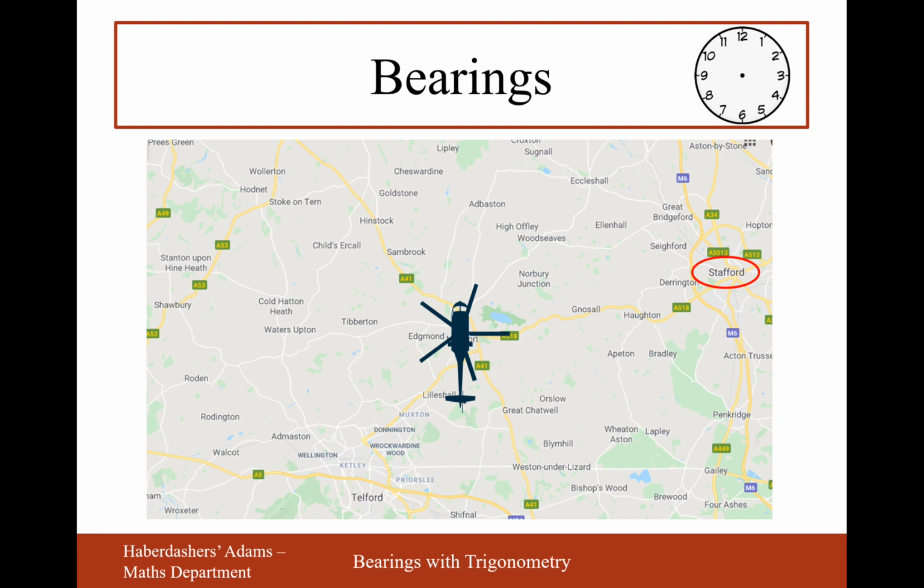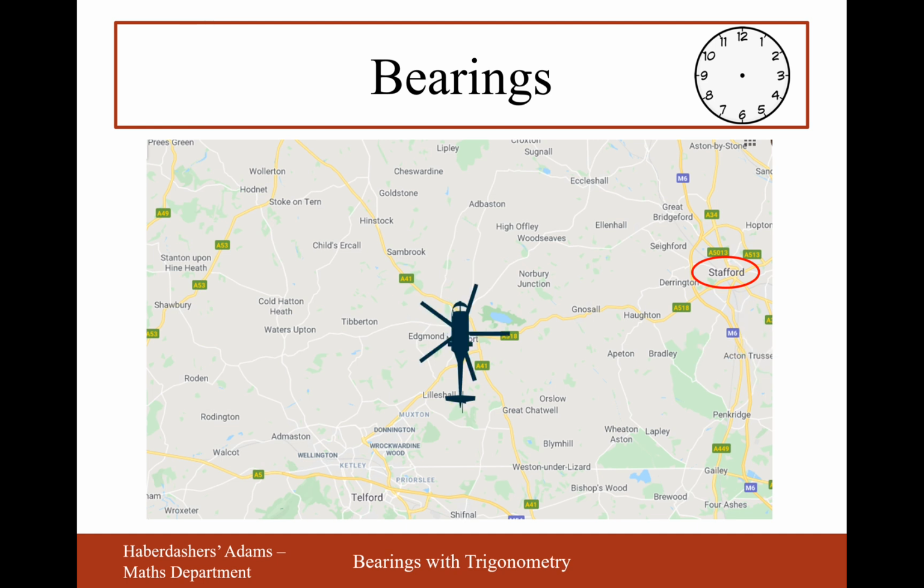We could say go east, and if you remember your Never Eat Shredded Wheat or Never Ever Support Wolves, then you will know that to the right is east. So we can say to the pilot, okay pilot, go east. The pilot would rotate around eastward and then travel eastward, but it would miss it. It's not as accurate as telling the pilot go to exactly Stafford.